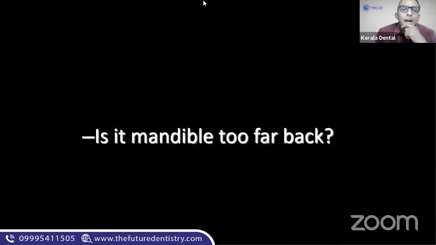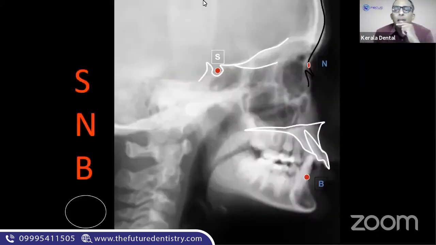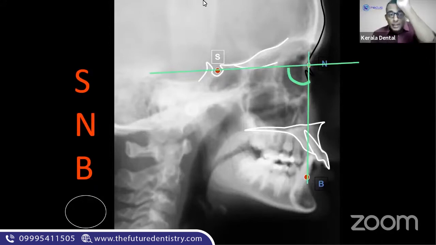Now let's come to mandible. In the mandible, we are talking about something called the B point. A is maxilla, B is mandible. So B is the mandibular point. Let's look at sella nasion to mandibular point. That's the B point. The normal angle has to be 80 degrees.